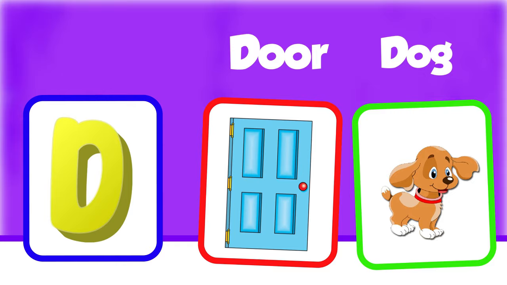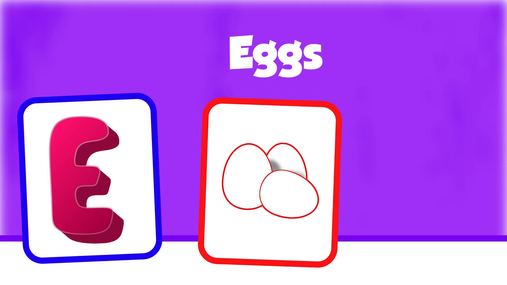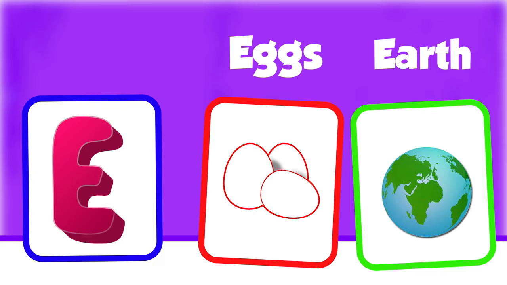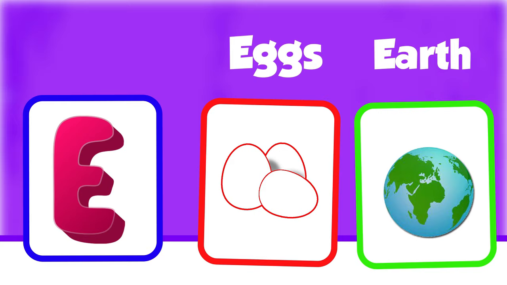E is for eggs, eggs. E is for earth. E is for eggs. E is for earth.